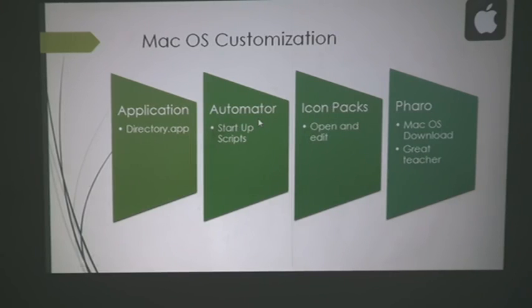The Automator is a great tool that Mac has had for many versions. It allows me to create the startup scripts for different stuff, like migrating from one version to the other. The icon packs can be edited directly, and also I think one of the best tools was the fact that the Faro for Mac already had part of this structure prepared, so it was a great teacher on how to create the application version in Faro, in Mac, sorry.